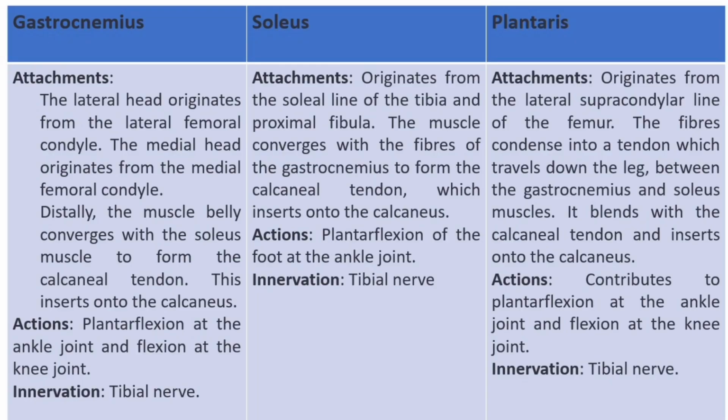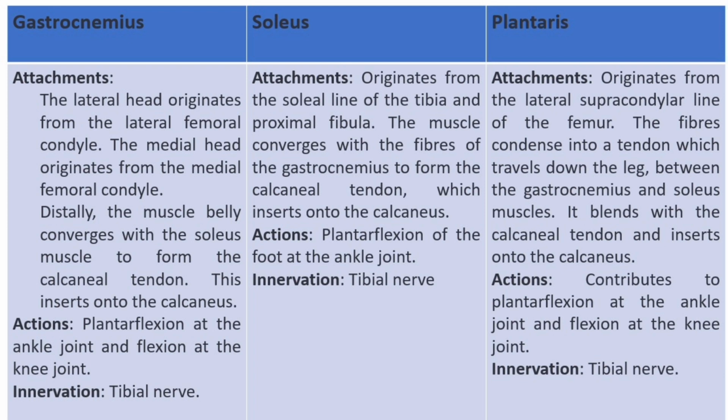Gastrocnemius. The gastrocnemius is the most superficial of all the muscles in the posterior leg. It has medial and lateral heads and forms the characteristic calf shape of the leg. Attachments. The lateral head originates from the lateral femoral condyle. The medial head originates from the medial femoral condyle. The 2 heads combine to form a single muscle belly. Distally, the muscle belly converges with the soleus muscle to form the calcaneal tendon. This inserts onto the calcaneus. Actions: plantar flexion at the ankle joint and flexion at the knee joint. Innervation: tibial nerve.